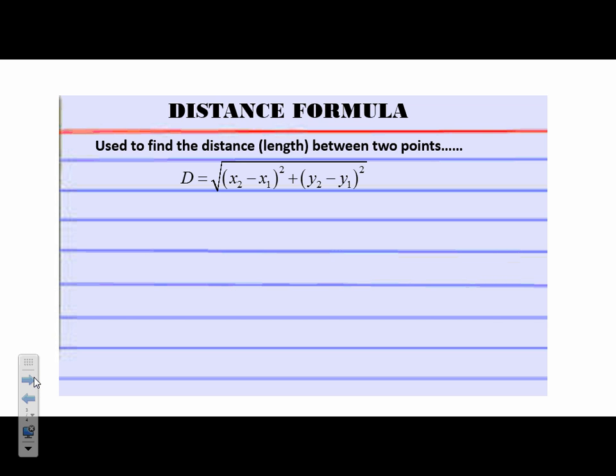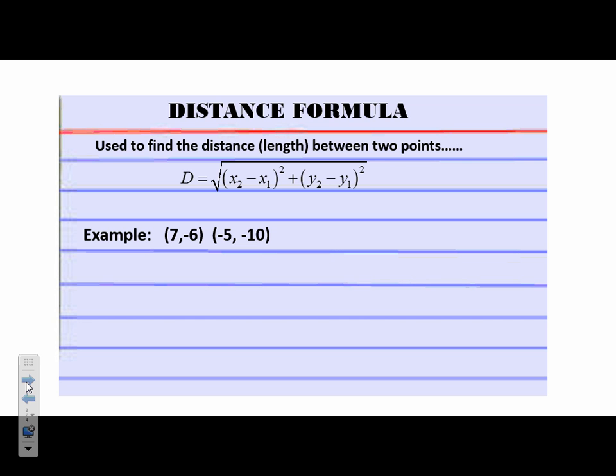Remember that? x from the second point minus x from the first point, squared, plus the quantity y from the second point minus y from the first point, squared. So we're going to find the length of a segment this time. So here's your example. You need to write it in your notes.